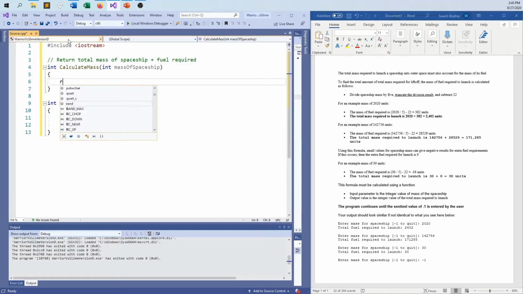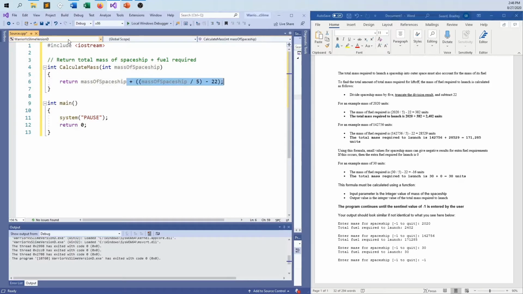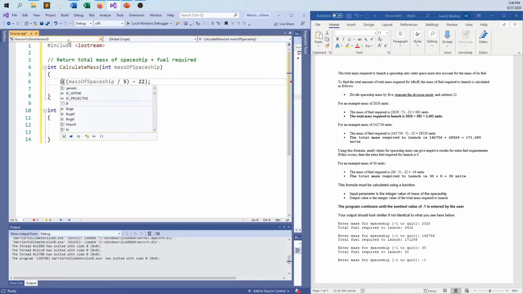For the moment, we can just return the mass of the spaceship, because this is supposed to be the mass of the entire thing, divided by 5, subtract 22, and call it a day, right? But to make this a little simpler and break it up into smaller pieces, you ask, what is the mass of fuel? Take the mass of the spaceship, divide by 5, subtract off 22, and then at the end of the day, what am I trying to return? I'm trying to return the mass of the spaceship plus the mass of the fuel.